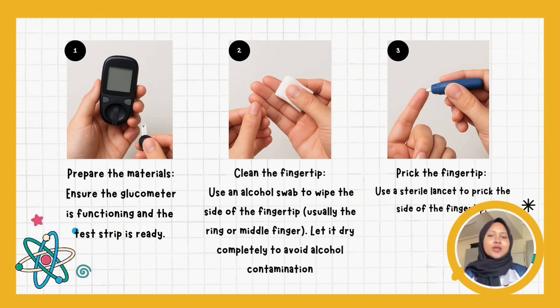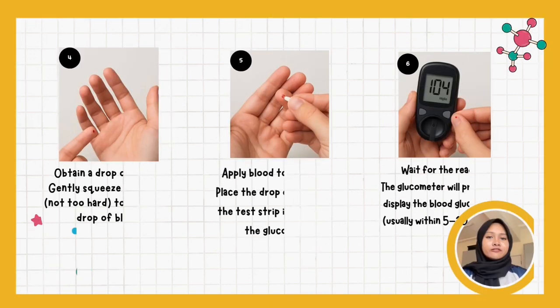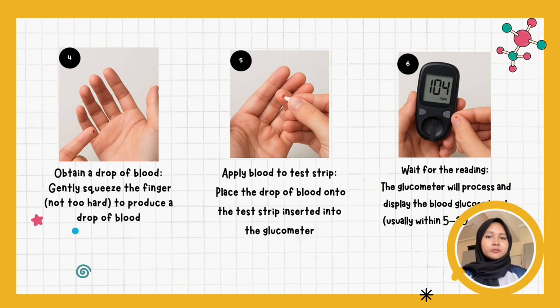Step 3. Prick the fingertip. Next, take a sterile lancet and prick the side of the fingertip gently. Step 4. Obtain a drop of blood. After pricking, gently squeeze the finger to get a drop of blood, but don't press too hard. Step 5. Apply blood to the test strip. Now, place the drop of blood onto the test strip that's already inserted into the glucometer.